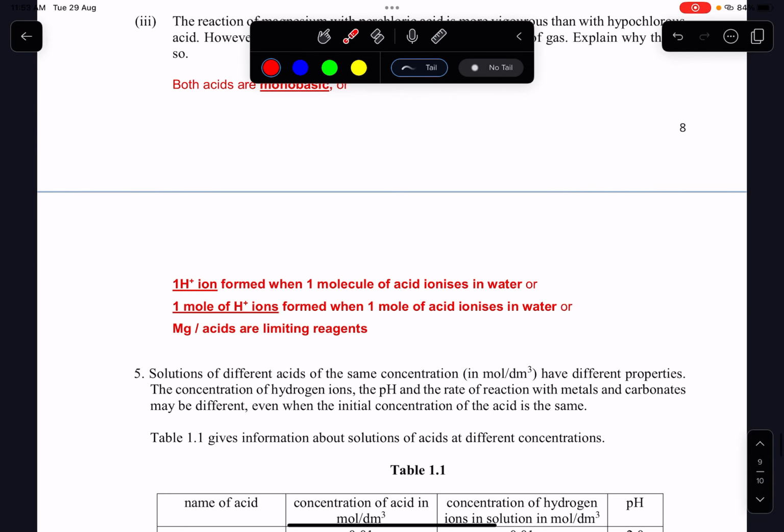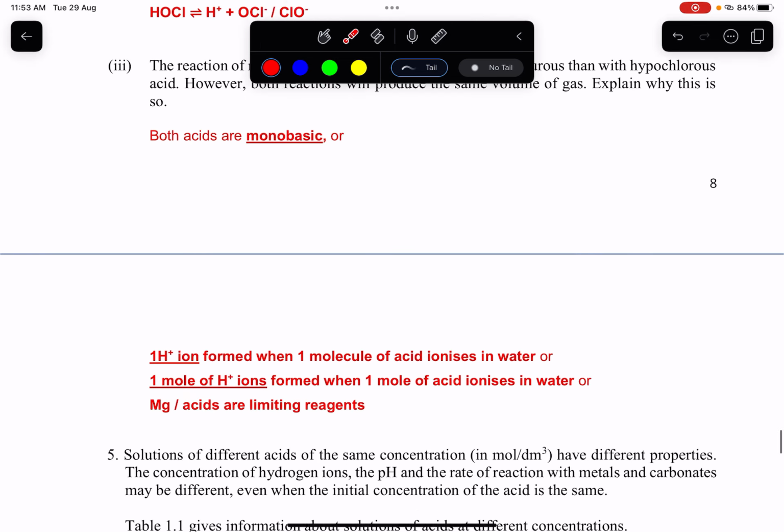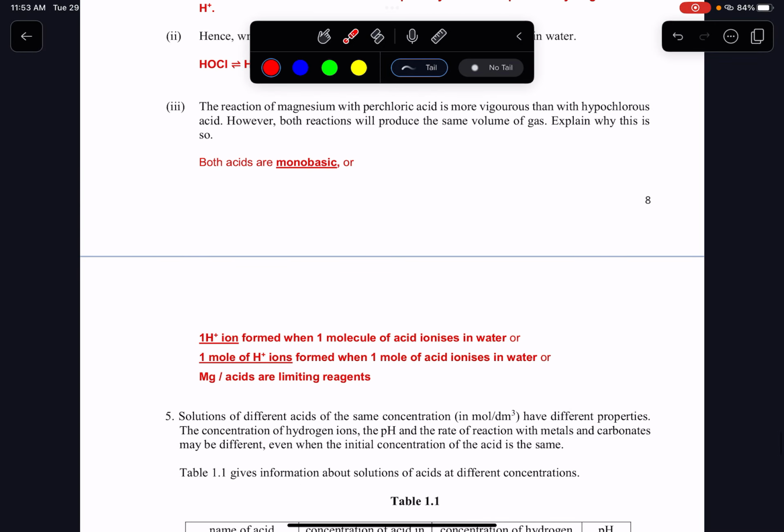Other ways to answer: you can describe the basicity, one H plus ion formed when one molecule of acid ionizes, or one mole of H plus ions formed when one mole of acid ionizes. Or lastly, you tell me the magnesium or the acid is the limiting reagent. It doesn't matter, because as long as the amount of either the metal or the acid is the same, the reaction will still proceed to completion eventually. So it's a timing issue.